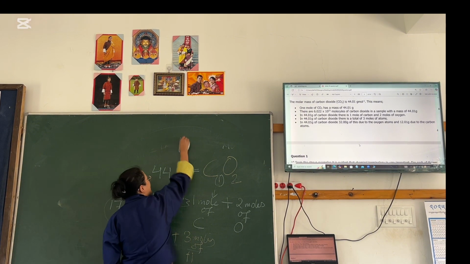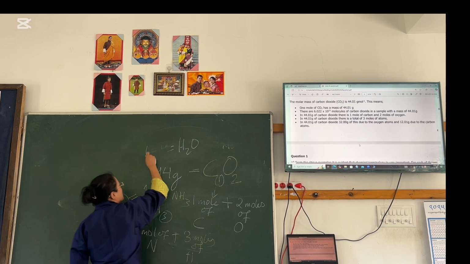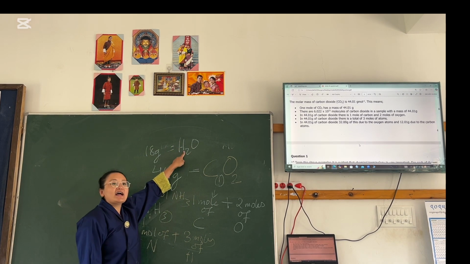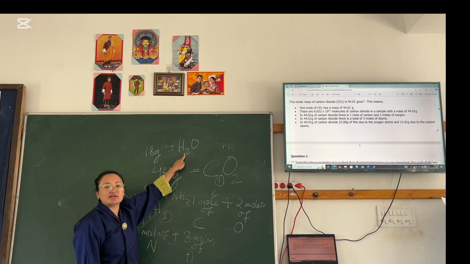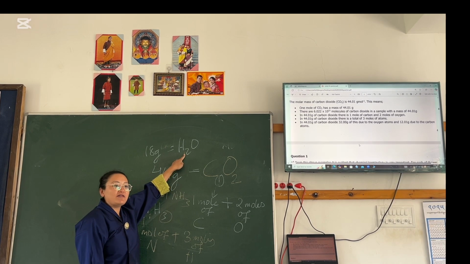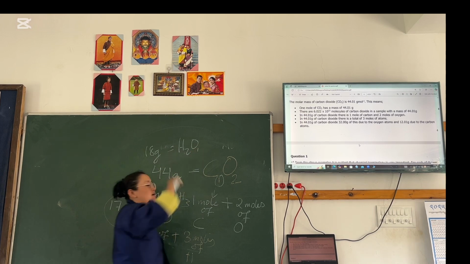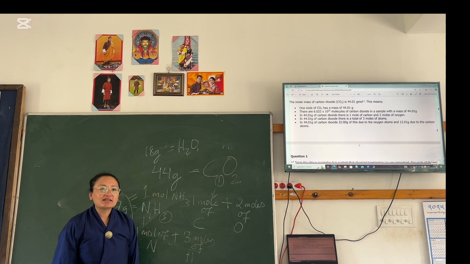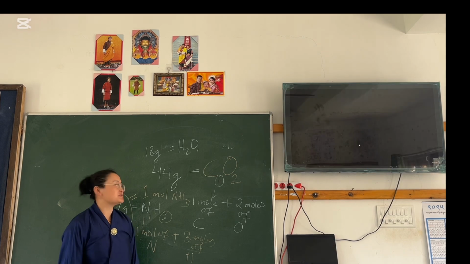What about our water molecule, H2O? H2O is 18 grams. So in that 18 grams of water, how many moles of hydrogen atoms are there? 2 moles of hydrogen atoms. How many moles of oxygen atoms are there? 1. 1 mole of oxygen atoms.